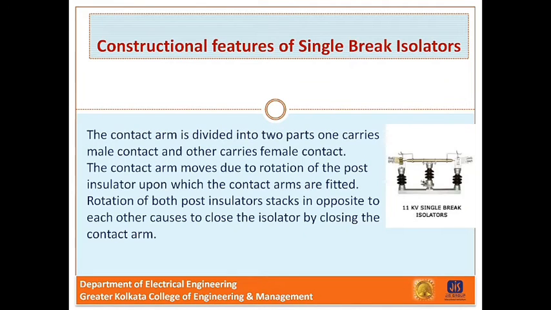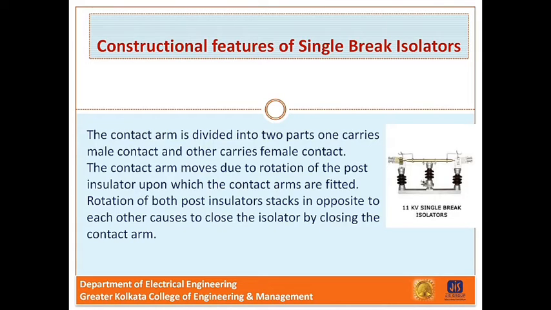Next one is the constructional features of the single break isolator. The contact arm is divided into two parts. One carries the male contact and the other carries the female contact. The contact arm moves due to the rotation of the post insulator upon which the contact arms are fitted. Rotation of both post insulator stacks opposite to each other causes the isolator to close by closing the contact arm. Counter rotation of both post insulator stacks opens the contact arm and the isolator becomes off position.